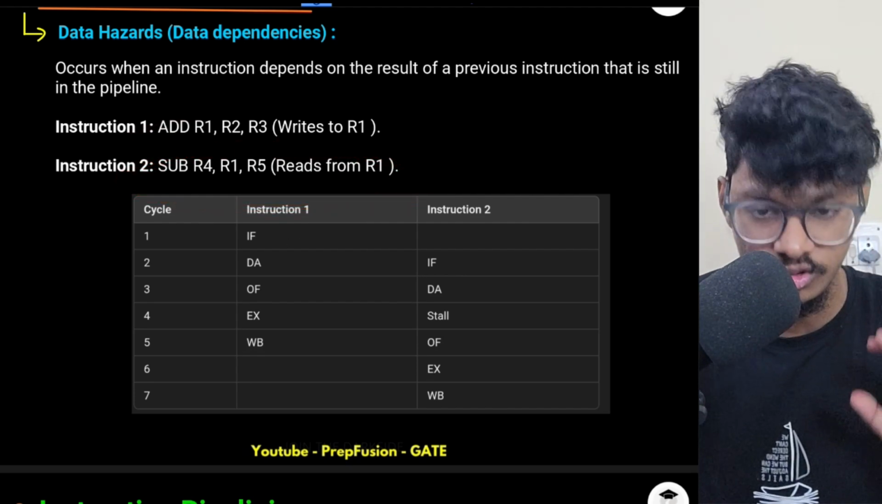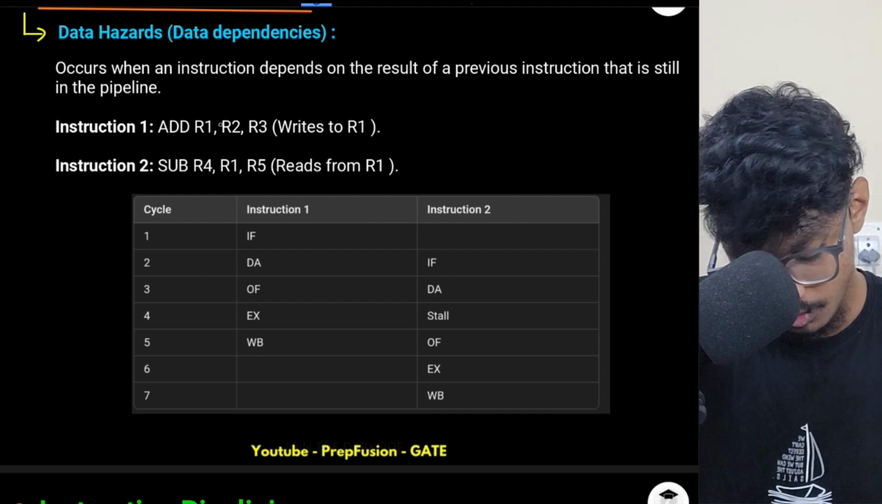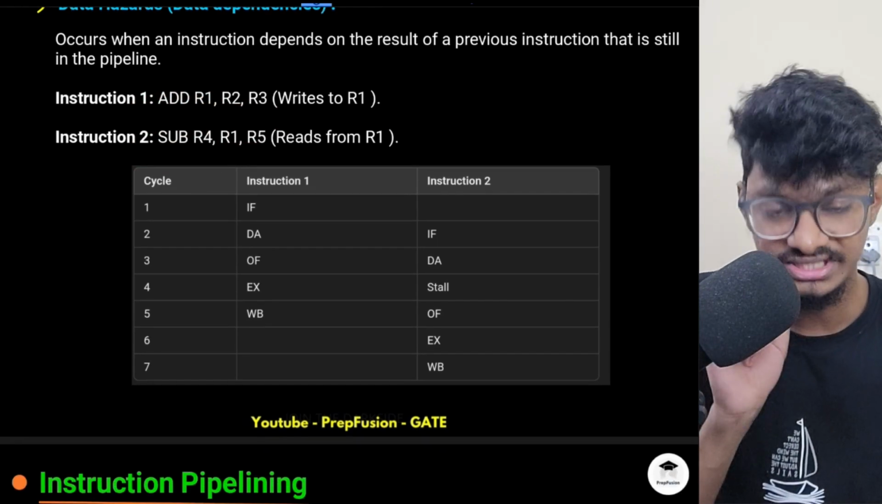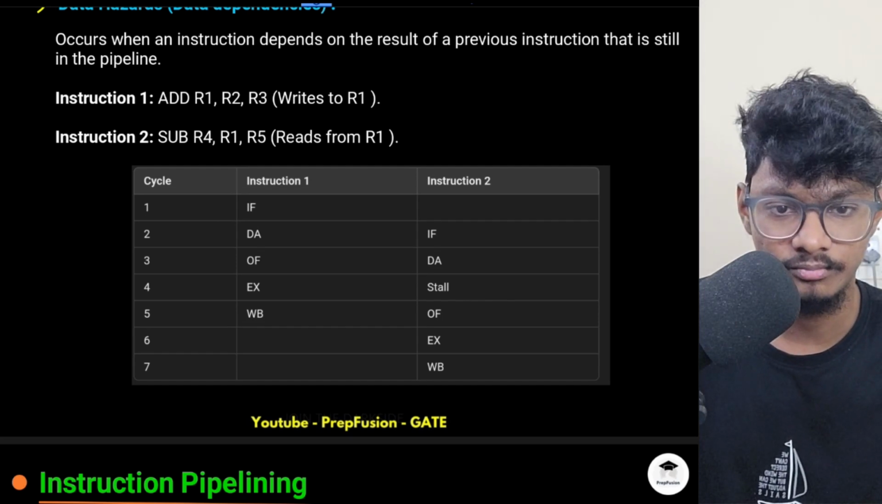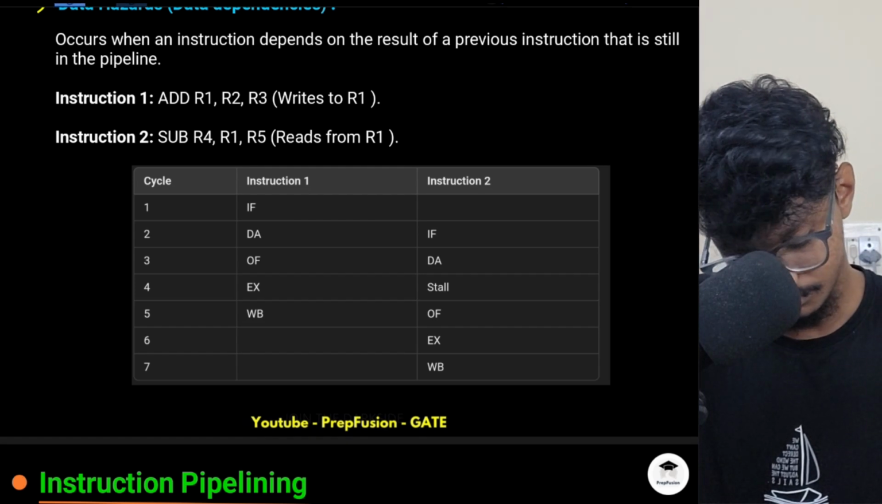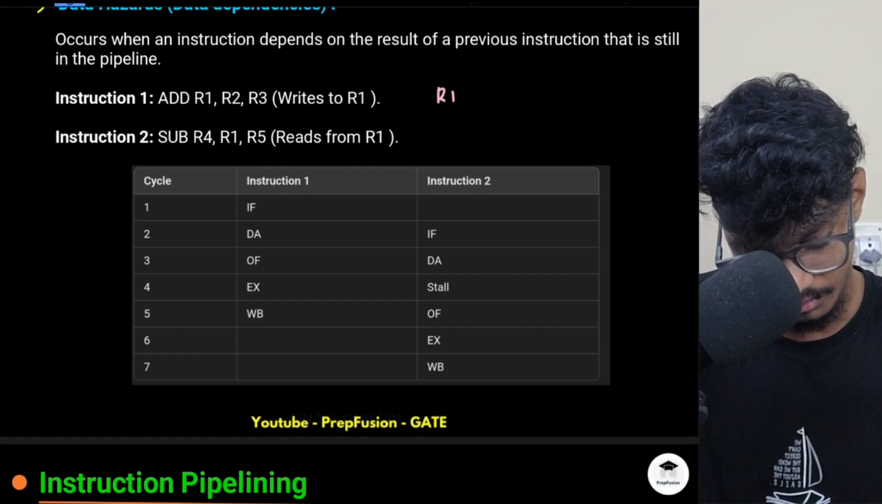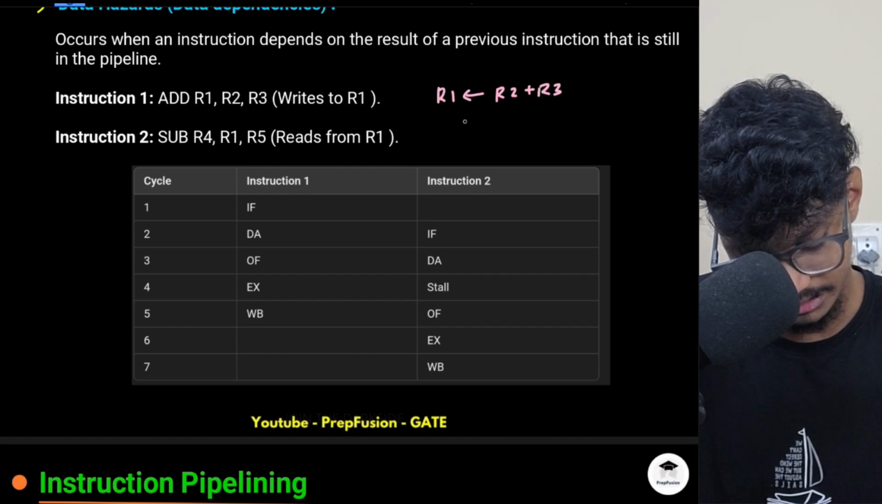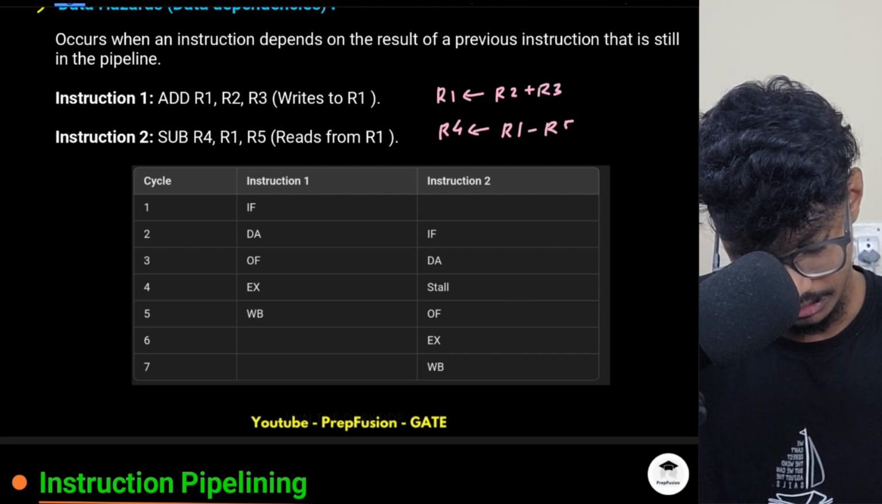What was supposed to happen is that I update the value of R1, and then use that value in the second instruction. But if I simply do the pipelining, there will be some problem. R1 is storing the value R2 plus R3, and R4 is basically R1 minus R5.